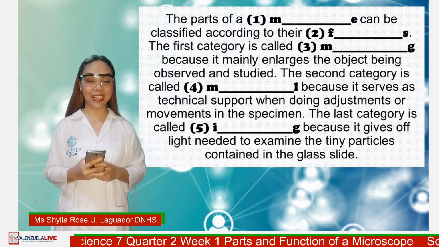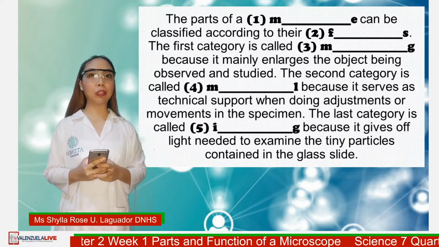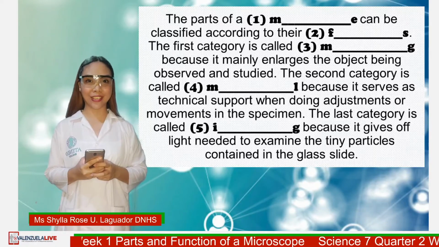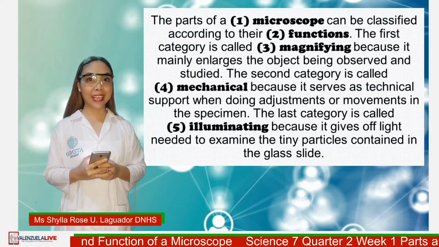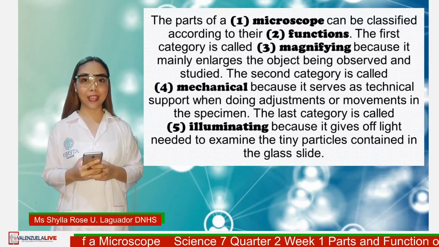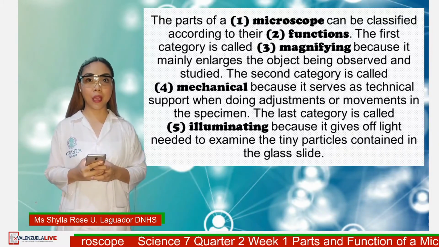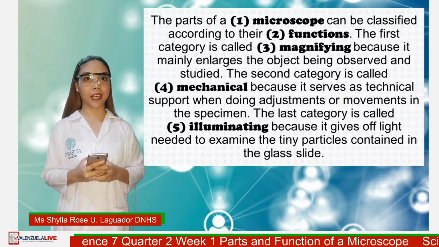Time's up! Let's reveal the answers. So once more, let me read to you the paragraph with the correct answers. The parts of a microscope can be classified according to their functions. The first category is called magnifying because it mainly enlarges the object being observed or studied.